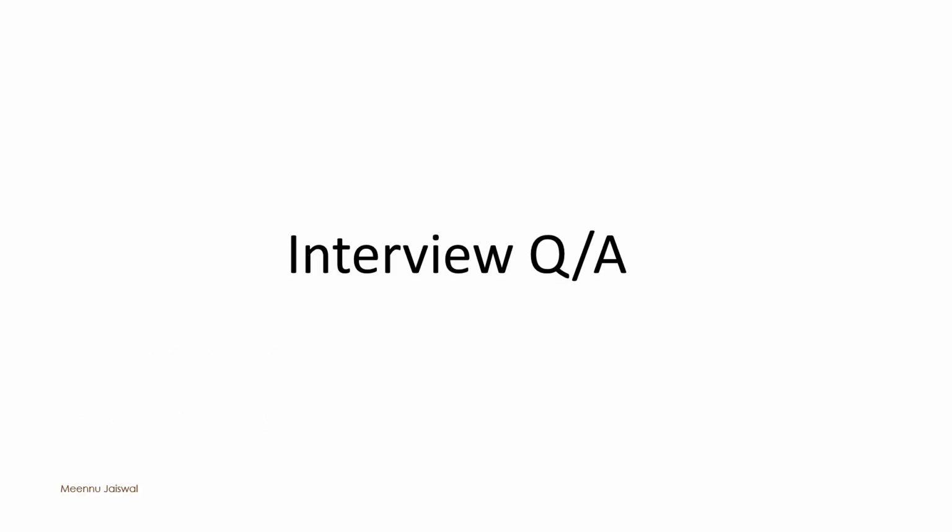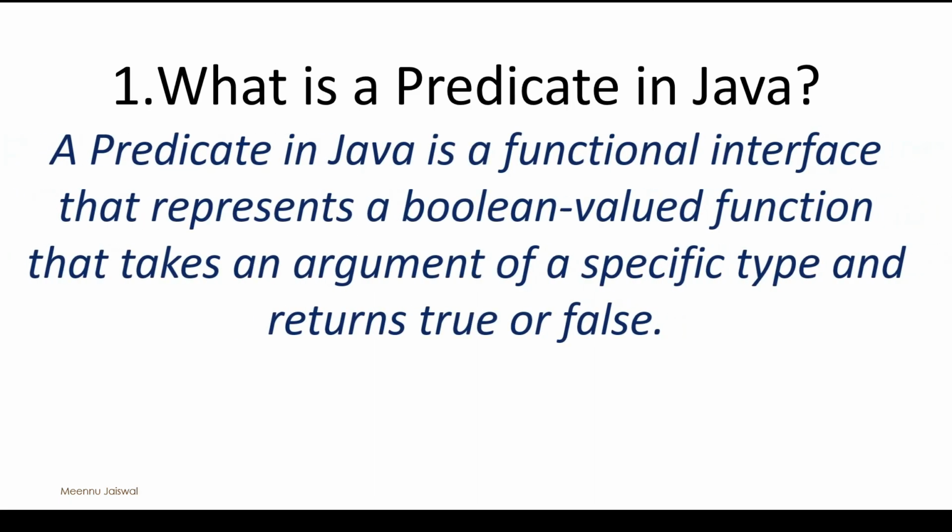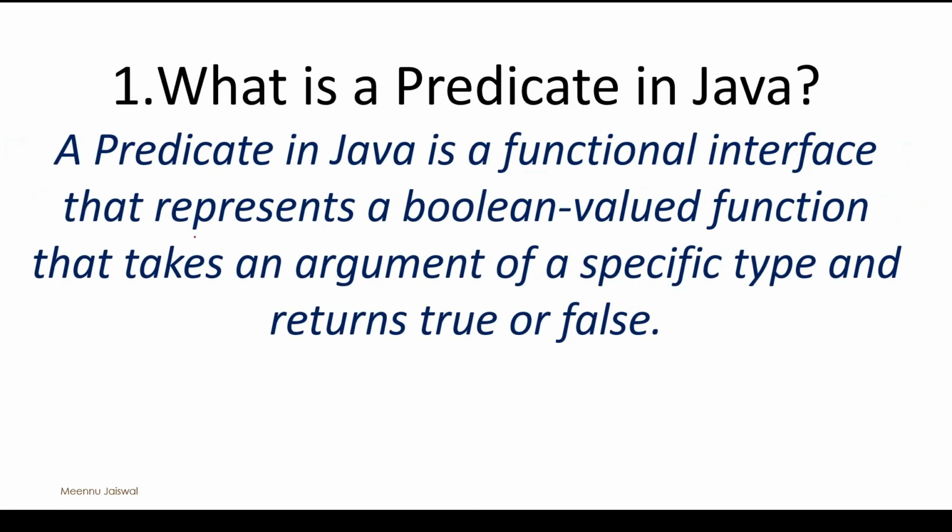Okay. So now let us see some of the interview questions and answers you could be asked. What is a predicate in Java? It is a functional interface that we have seen. It was introduced in Java version 8, and it represents a boolean valued function that takes one single argument of a specific type and returns either true or false.